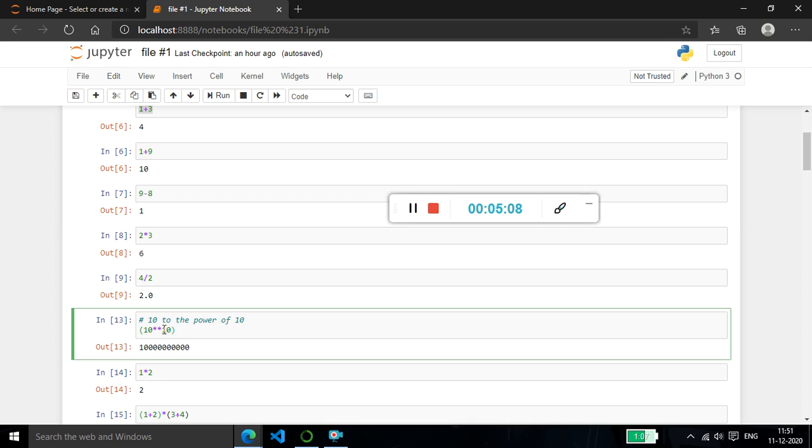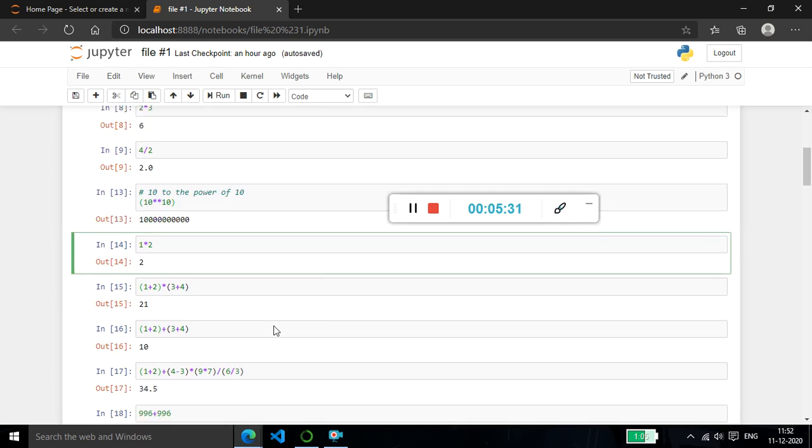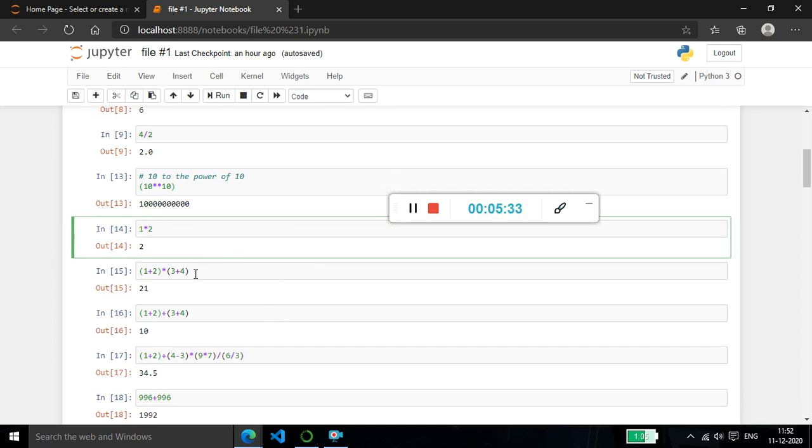To use power, you use two multiplication signs. Here 10 multiplied by 10 is 100. But when you use two multiplication symbols, that means 10 is raised to the power of 10, and that will give this answer. Multiplication is quite simple, you can do this. Now let's move on to complex expressions.